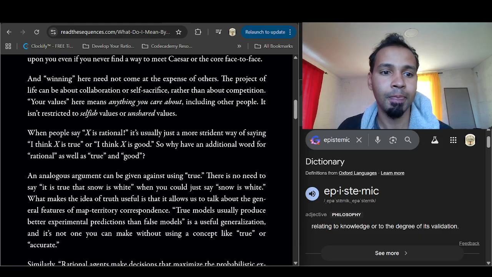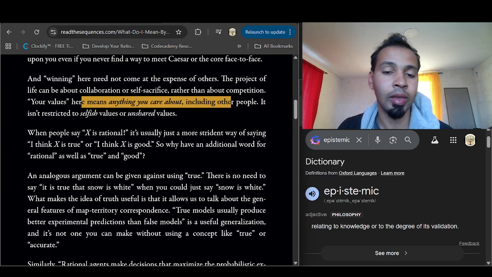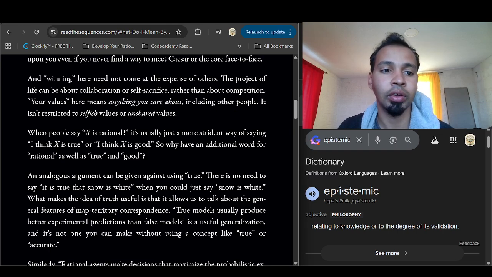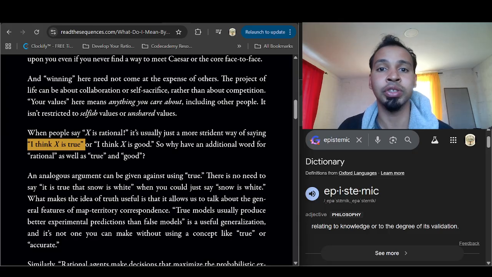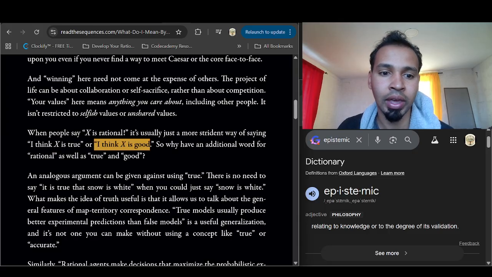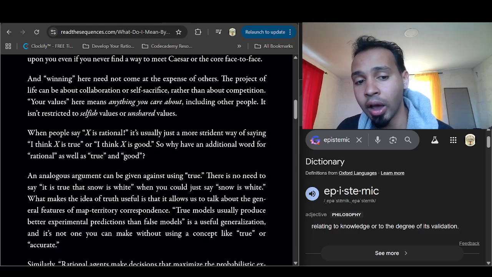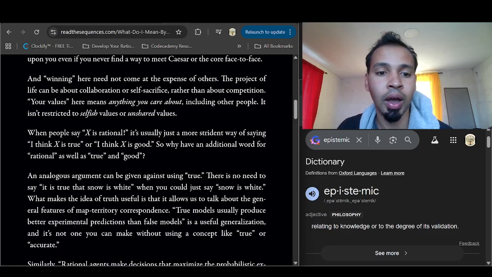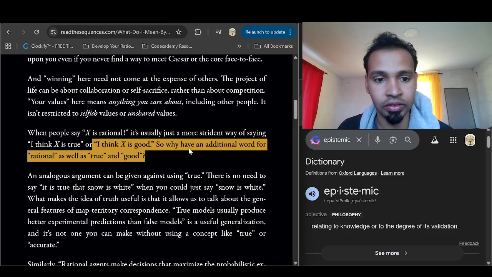There may be universal qualities to these values, perhaps. When people say X is rational, it's usually just a more strident way of saying I think X is true or I think X is good. Interesting. That's certainly one take on it. I understand this concept here. I think X is true. That sounds very much like a mathematical statement to me. I think X is good. I don't know if I entirely agree with that. I would say more like I think X is.